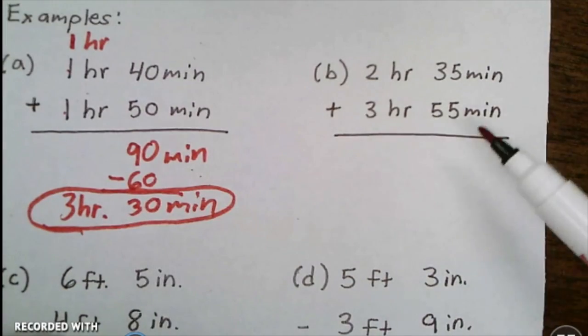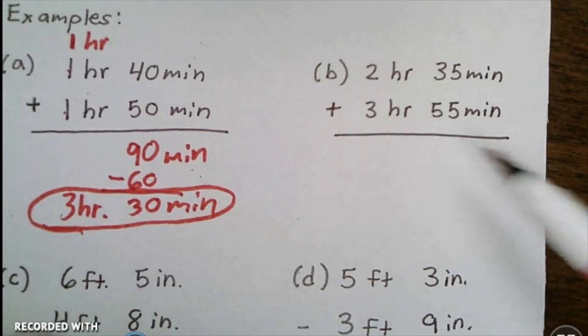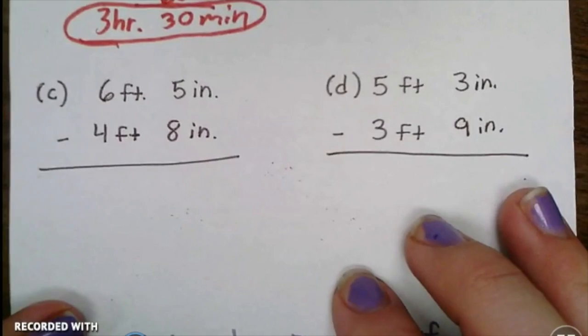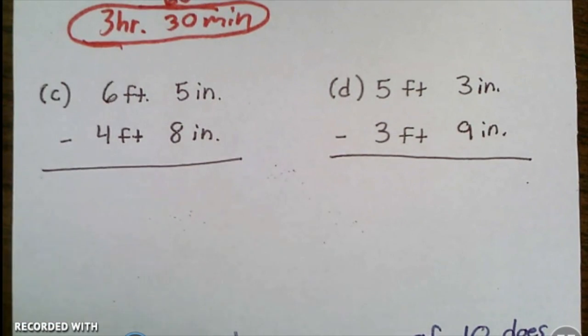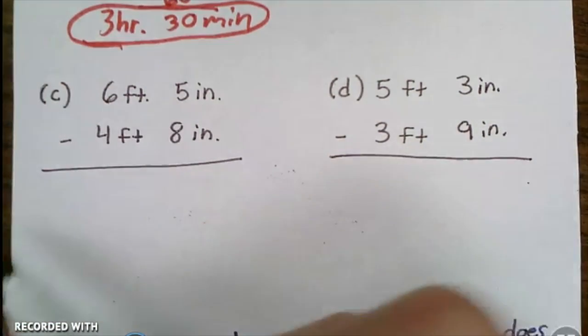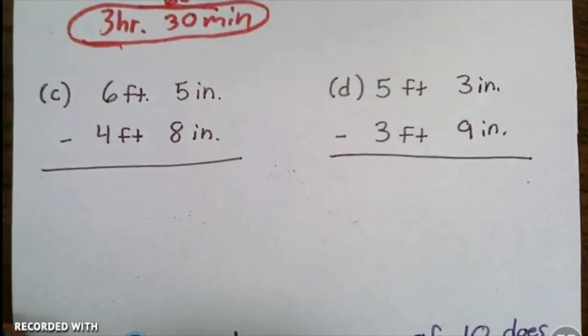All right, here's a second example of the same exact type of thing. I want you to do this one on your own. Our next example is feet and inches. So this says 6 feet 5 inches minus 4 feet 8 inches.